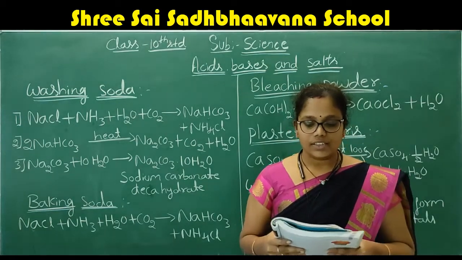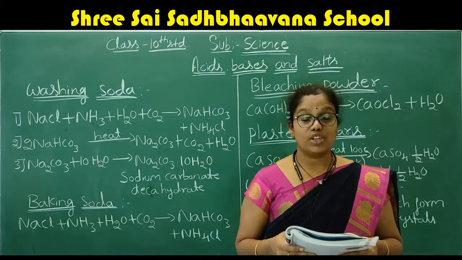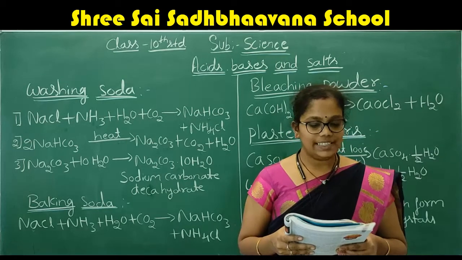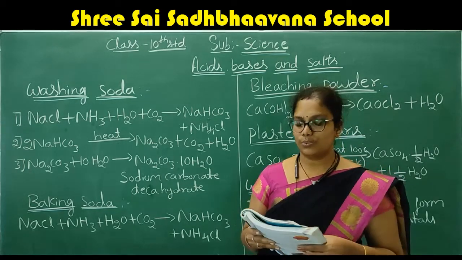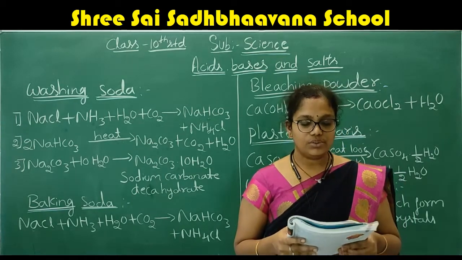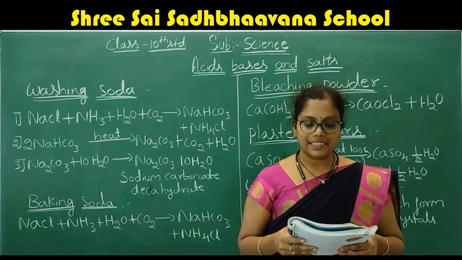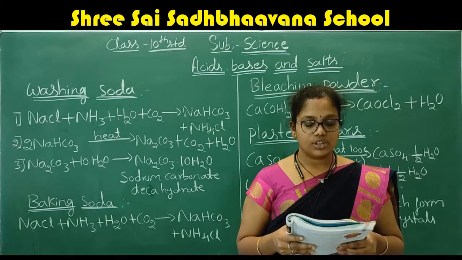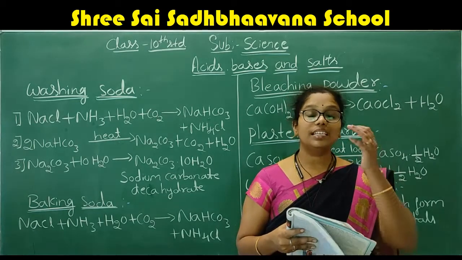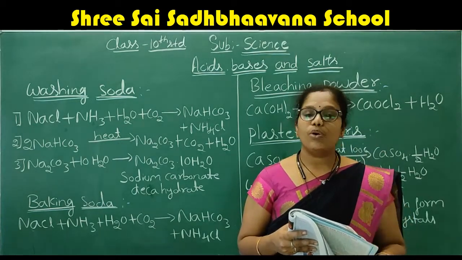The first is that sodium carbonate, that means washing soda, is used as a cleaning agent. This point you already know. Sodium carbonate is used as a cleaning agent for domestic purposes like washing clothes. Sodium carbonate is also used in many dry soap powders.